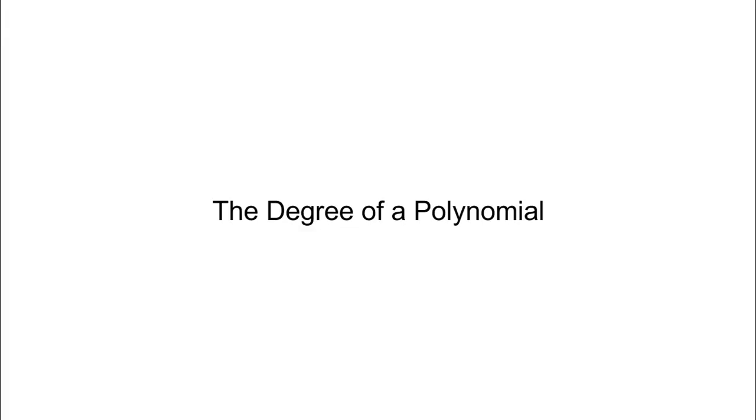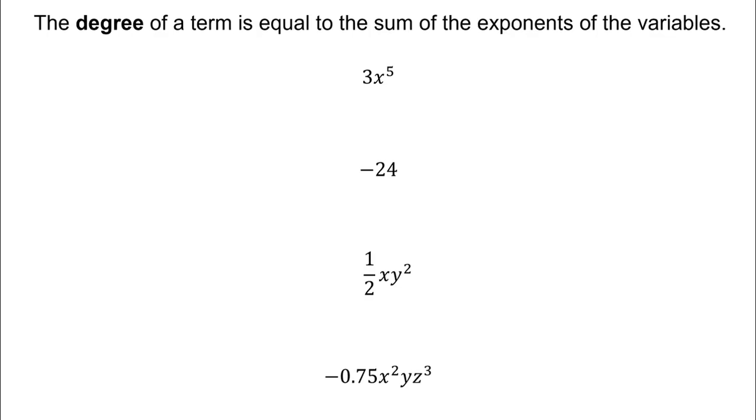So now that we know a little bit about polynomials, let's talk about the degree of a polynomial. Just as we started our discussion of polynomials by defining algebraic terms, we're also going to start our discussion of the degree of polynomials by talking about the degree of algebraic terms. So the degree of an algebraic term is equal to the sum of the exponents of the variables.